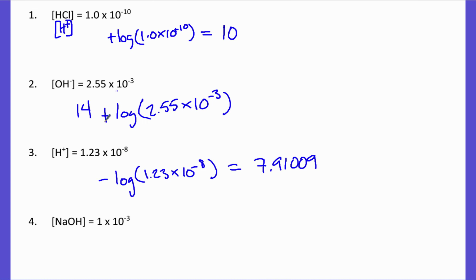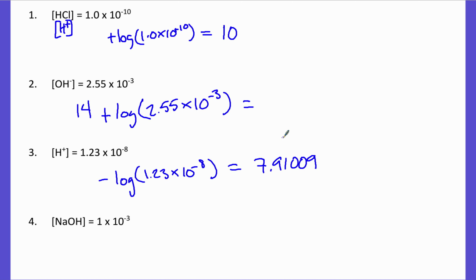So if I do this on my calculator, and it doesn't matter which one I do first, I can do the log of my 2.55 times 10 to the negative 3rd and then add 14 to it, or I could take 14 and add a log of 2.55 times 10 to the negative 3rd using parentheses, right? However you can punch that in your calculator should give you the answer. But again, this was a 3, right? Pretty close to a 3. So 14 minus a 3 would give me 11.